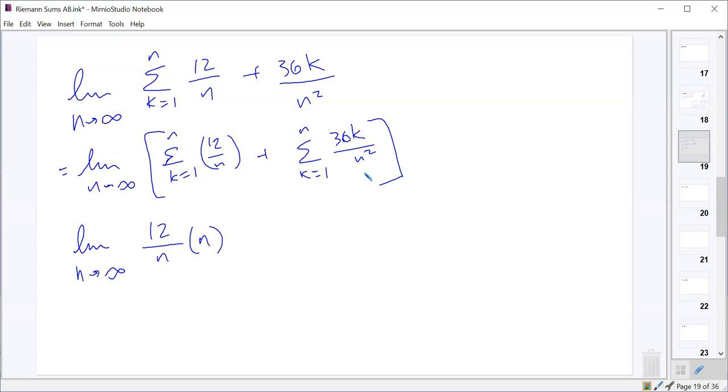And then what about over here? The 36 over n squared is a constant, but the k is not. And we should know from yesterday, what's the sum from k equals 1 to n of k? That's the formula that I told you guys you should know and memorize. It ought to be n times n plus 1 all over 2. Good or no?